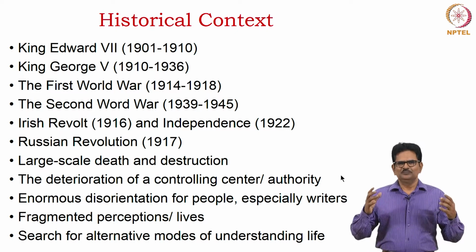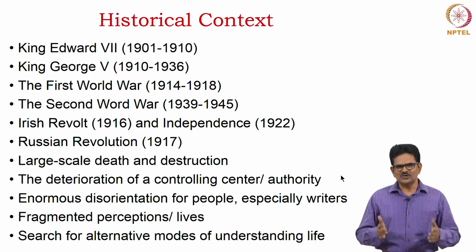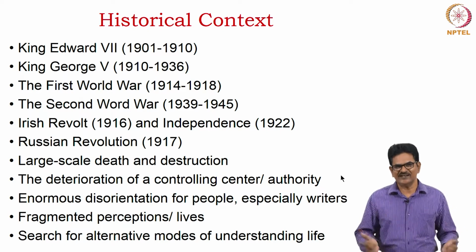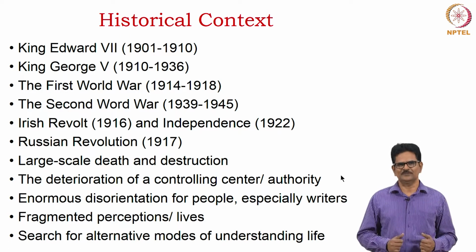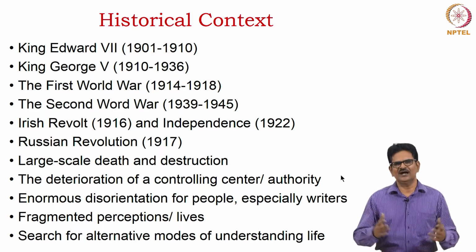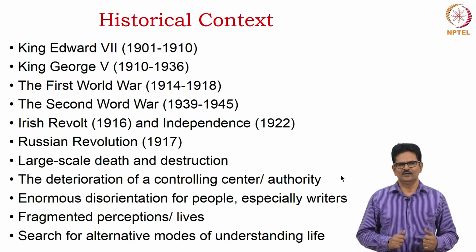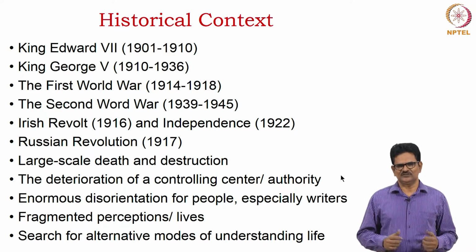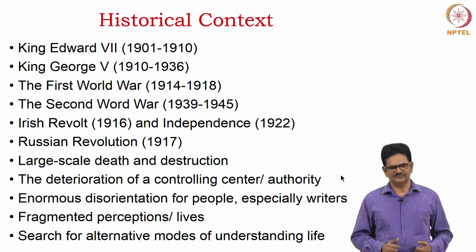Therefore, people could not identify a controlling center or authority. They found the center was deteriorating, the center was losing its power. As a result, people became disoriented, particularly writers felt affected by these events. As a result, we also have fragmented perceptions and also fragmented lives. This pushed people to go for alternative models of understanding life.